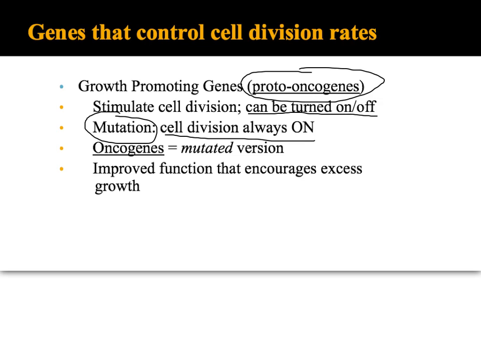And when this happens, this gene is no longer a proto-oncogene, but it's now what's known as an oncogene. So an oncogene is the mutated version of a proto-oncogene. So if we have a mutation that turns these genes always on, now we're always going to get cell division, even if we're not ready for it. The cell keeps dividing and dividing and dividing, whether it's ready or not.